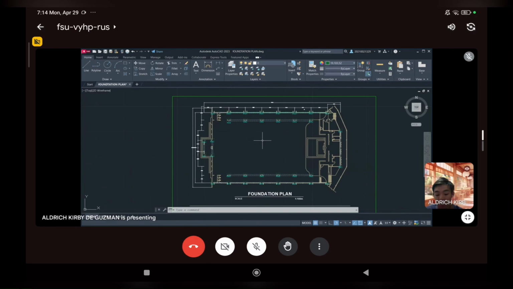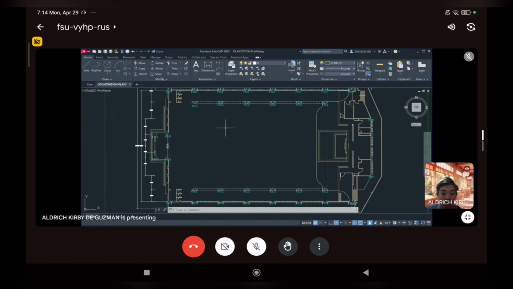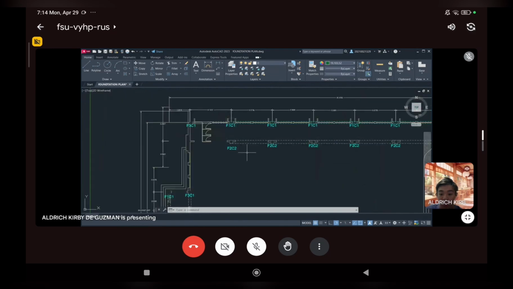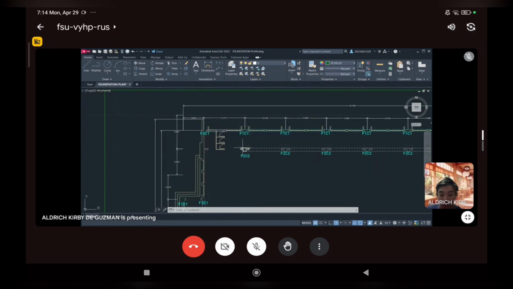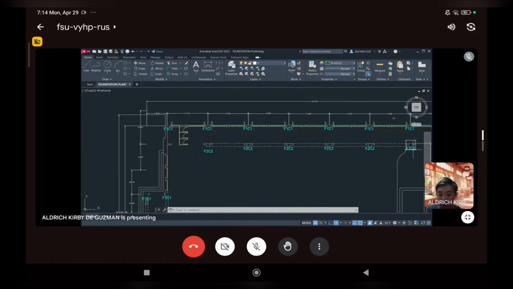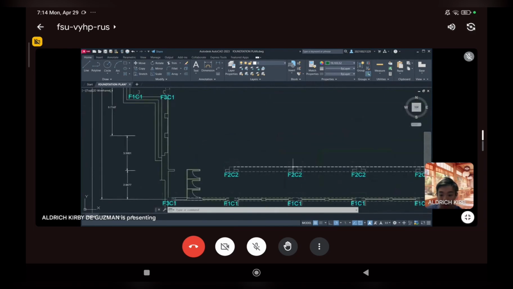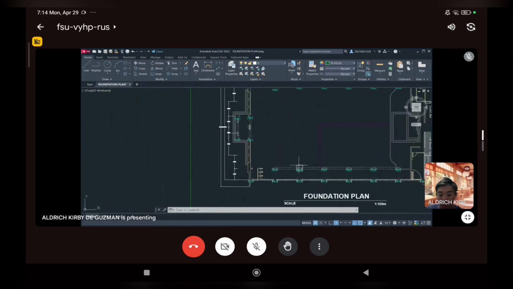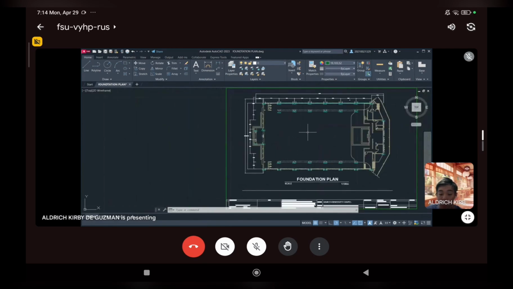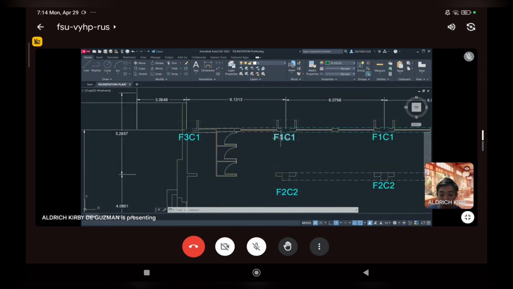Okay, so now for the foundation plan, we have three types of foundation that can be seen: the main foundation, the secondary foundation, and the tertiary foundation. The main foundation is labeled as foundation 2 with column 2, which is found right around here in the chapel, all the way here, and also on this side here, until here. These foundation beams will be carrying the whole chapel, all the way in the main chapel hall.